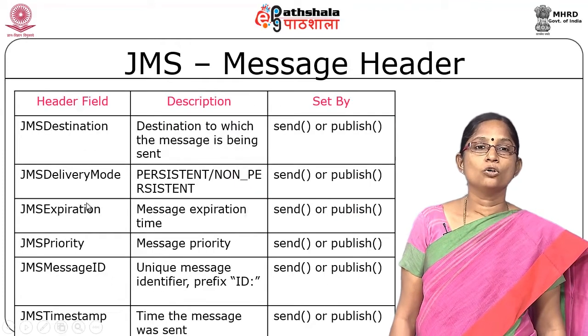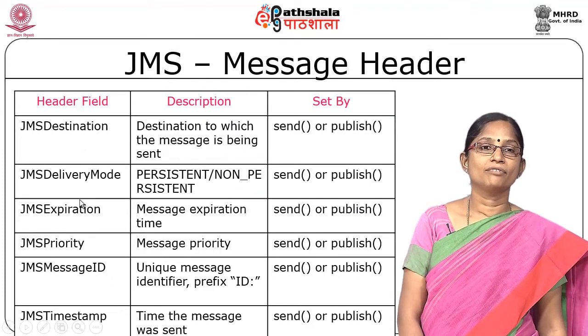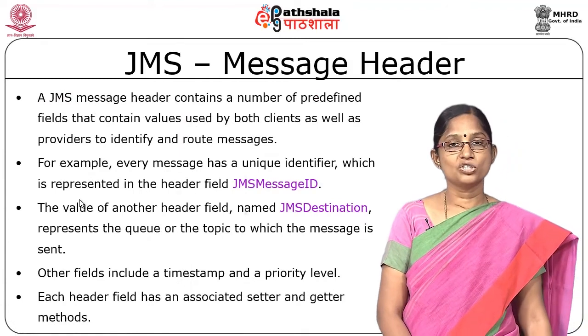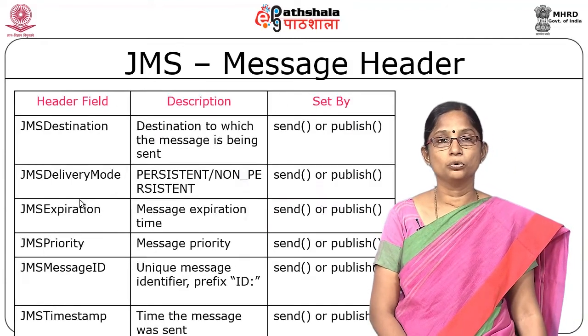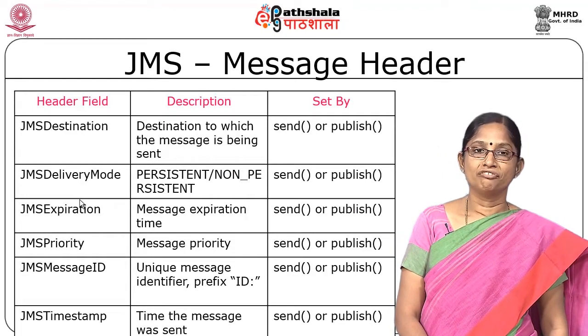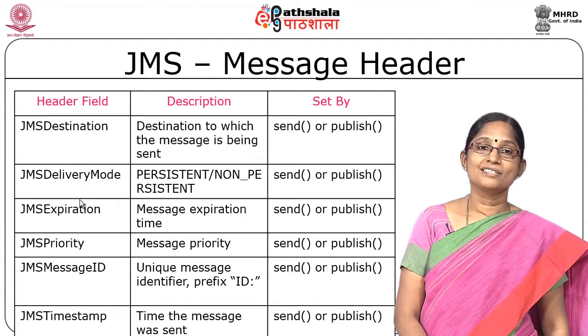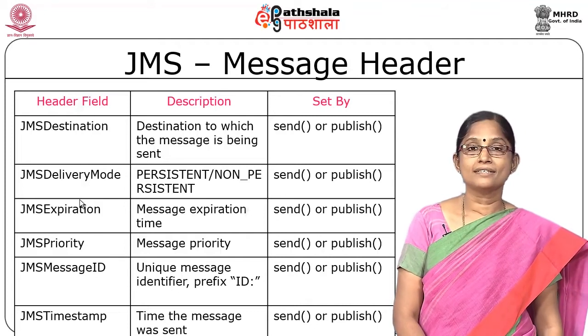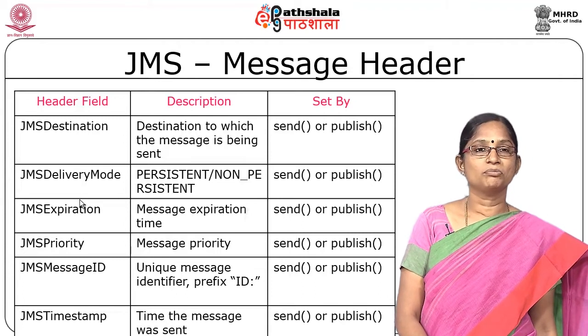Now, let us go through the header fields. Earlier I explained two fields, that is message ID and destination. Now, let us go through all of the header fields one by one. The very important field is JMS destination. The destination to which the message is targeted or to be sent is given by this header field. Again, this header field is set only by the send method or publish method.